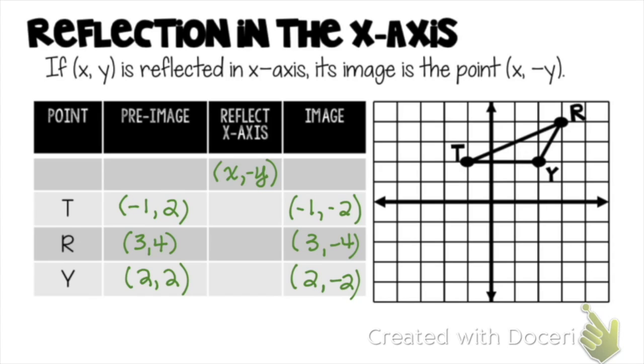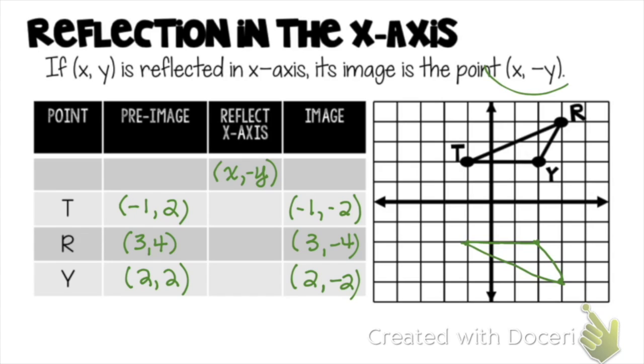So when we plot these new points at -1, -2, at 3, -4, let's see if I get the pen to work. It doesn't like to draw little circles, and then 2, -2. And so then we would see that it's the same triangle, it's just been reflected across the x-axis.